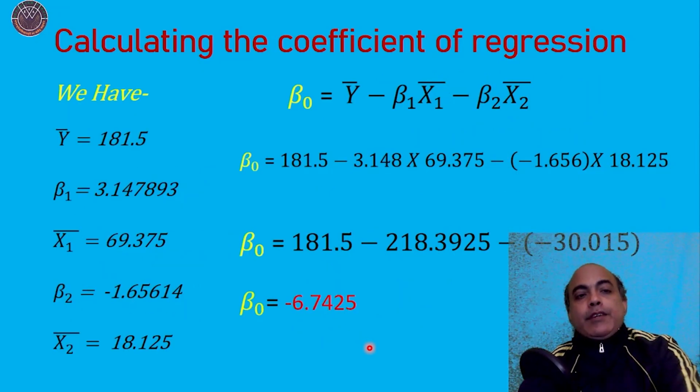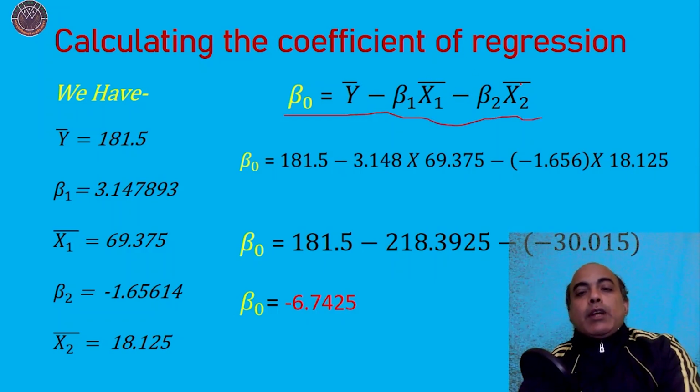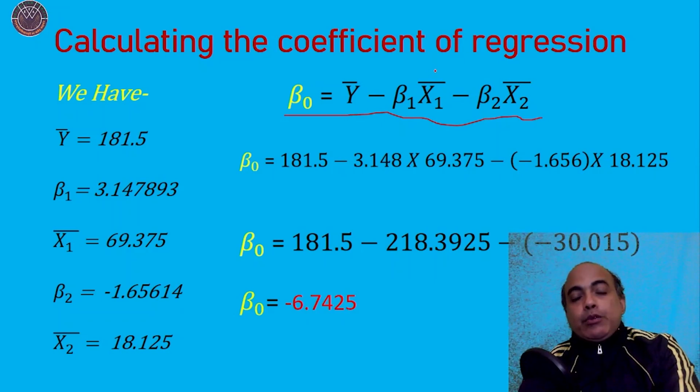Now last is to calculate beta 0. We know the formula for beta 0 is beta 0 equal to y bar minus beta 1 x1 bar and beta 2 x2 bar. And here x1 and x2 are from the exact score, the real score, not the deviation values. It is capital X1, capital X2.